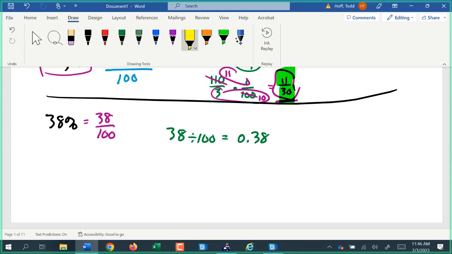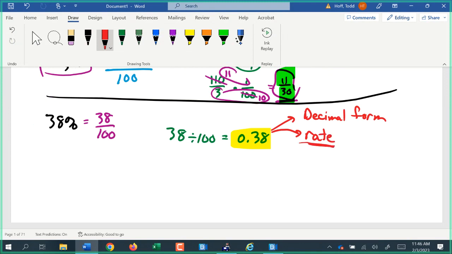Now, once again, many textbooks refer to this as a decimal or decimal form. And it is in the form of a decimal, but technically it is what we call a rate. Now, why is it a rate? Well, the ratio, the percent itself, is out of 100. The rate, or the decimal form, 0.38, is technically 0.38 out of 1. So it's what we call actually a unit rate, to be specific, because it's out of every 1.